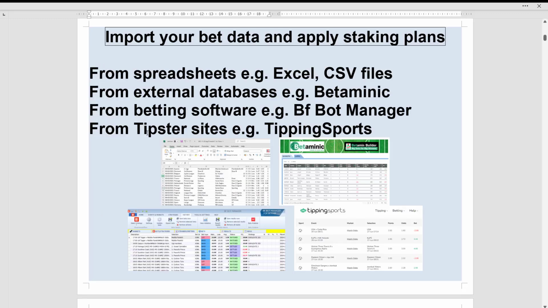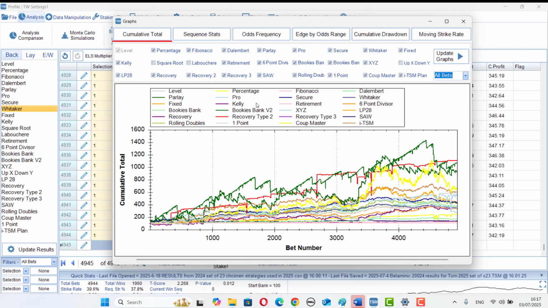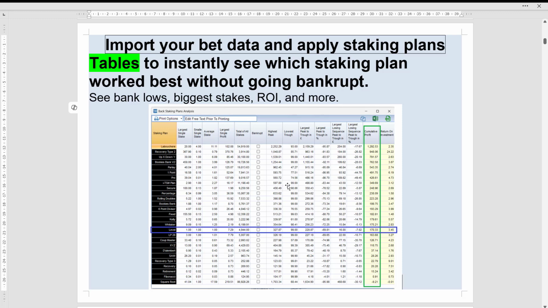And with the staking machine, you can import your bet data and apply staking plans. You can import data from spreadsheets. So if you're keeping track of your own bets, if you save it as a CSV file, you can import it into TSM. You can import data from external databases like backtesting places like Betaminic. You can import data from betting software like BFBot Manager if you're doing automated betting. And you can import data from tipster sites like Tipping Sports. And you can just get that data and put it into the staking machine and get an instant idea of what staking plans work best for that betting system. And like I just quickly showed you before, there are tables that you can rank.